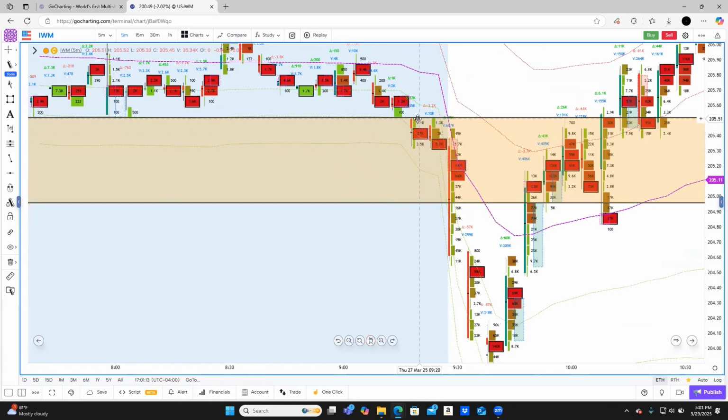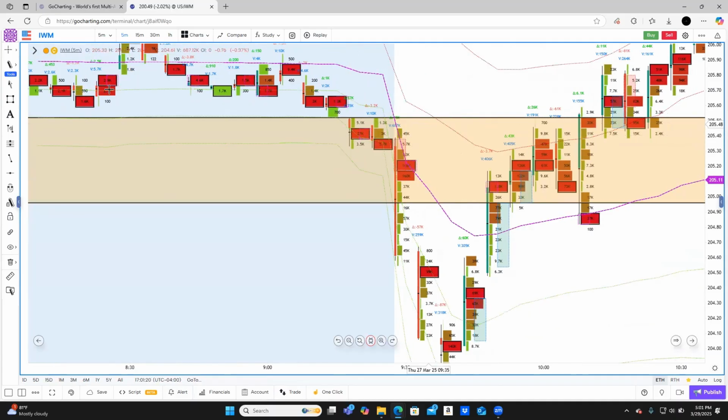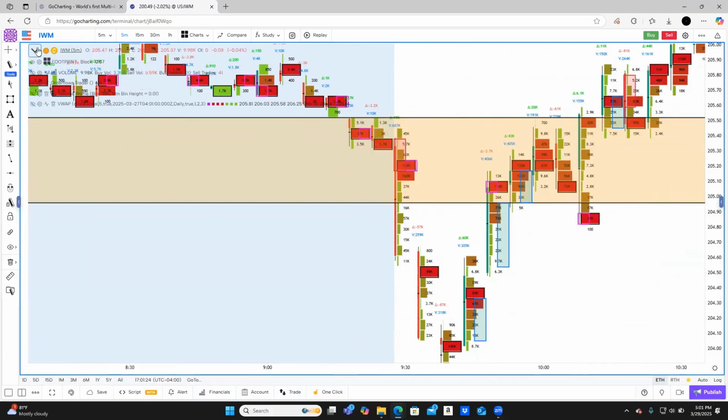You can see at 920, price wouldn't go past it. 925. So you got an opportunity to see that. And actually, let me remove VWAP so it can make it a little cleaner. There we go. Market open 205.33. Price is not going to be perfect, but almost at the top of that fair value.